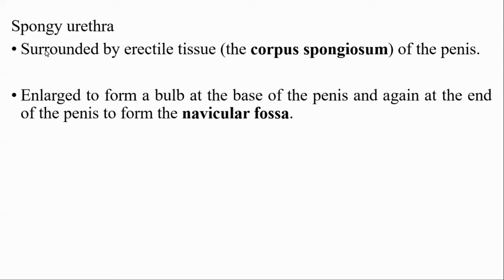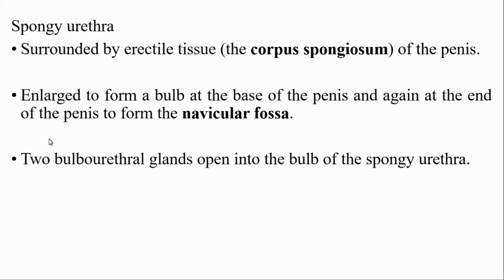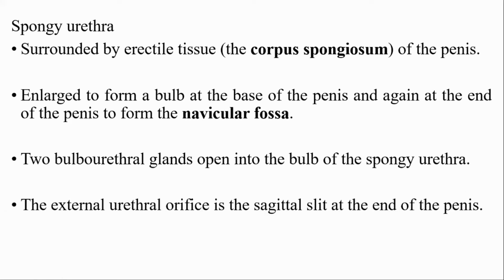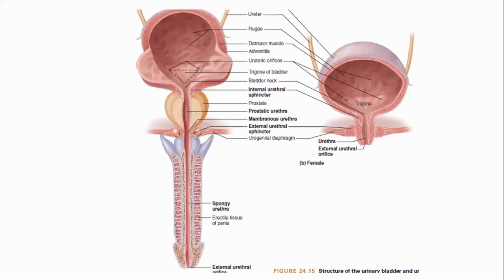It is enlarged to form the bulb at the base of the penis, and again at the end of the penis to form the navicular fossa. Two bulbourethral glands open into the bulb of the spongy urethra. The external urethral orifice is a sagittal slit at the end of the penis, a slit-like opening at the external meatus. This is not an important one. So this is the spongy or penile urethra, and this is the external urethral opening.